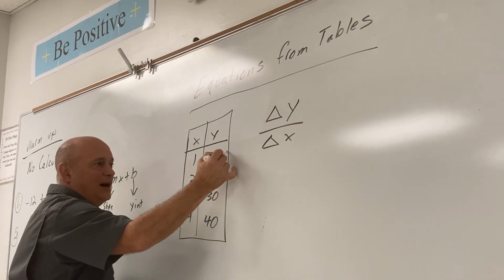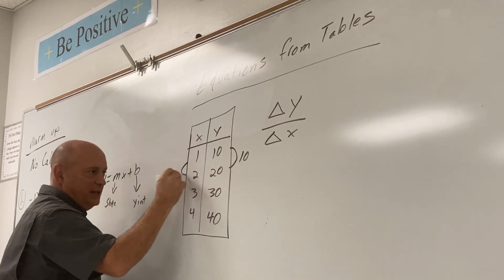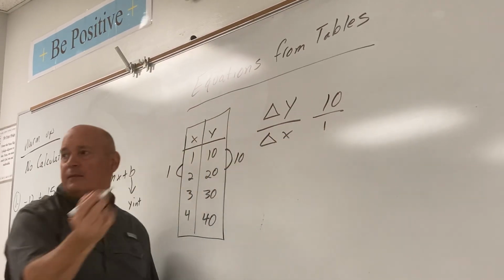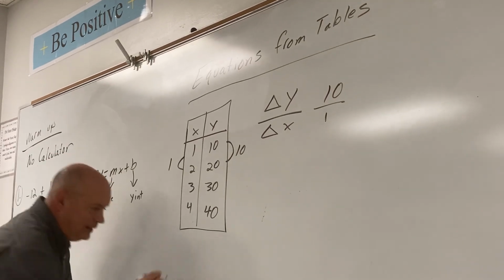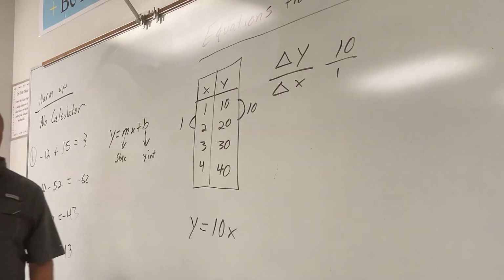So, how much of the y is changing, Tucker? 10. Good. How much of the x is changing? 1. Do y'all agree that the slope is 10 over 1? Sweet. So let's go ahead and put 10x in our equation.